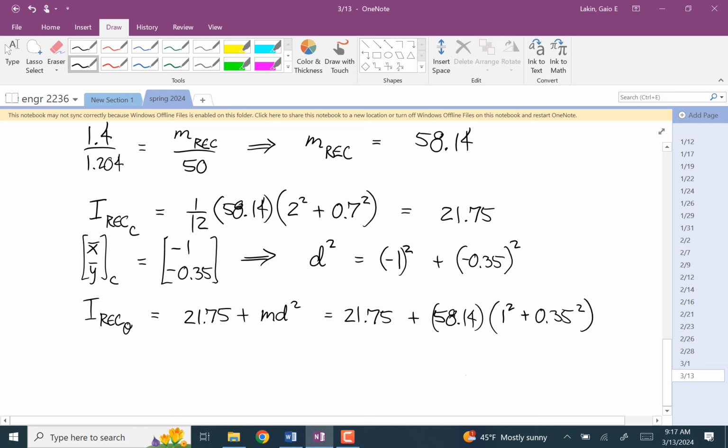and so we have 21.75 plus 58.14 times, and I get 87.01 kilogram meters squared. Okay.